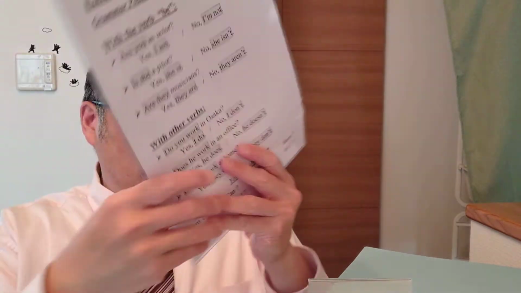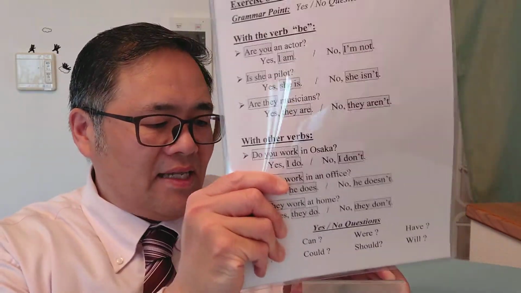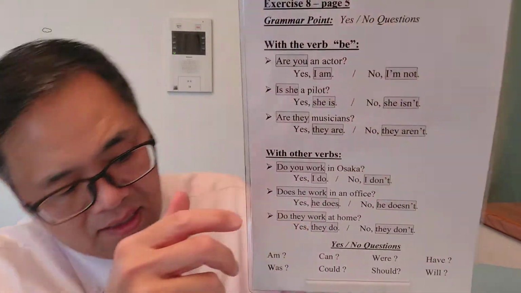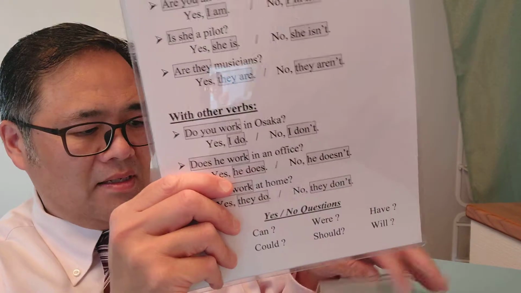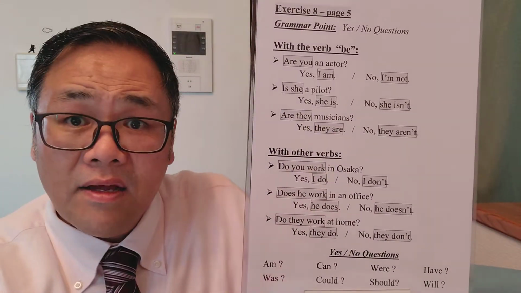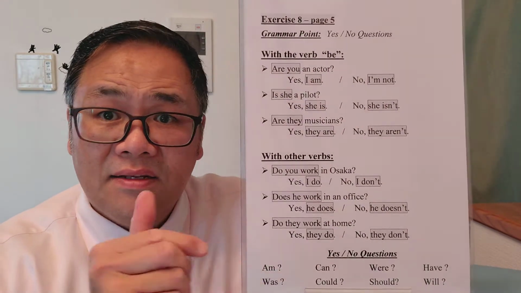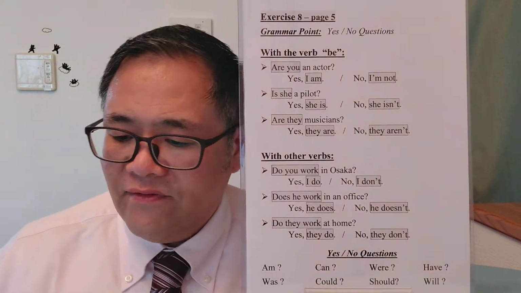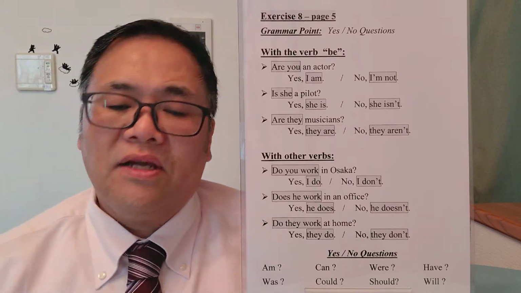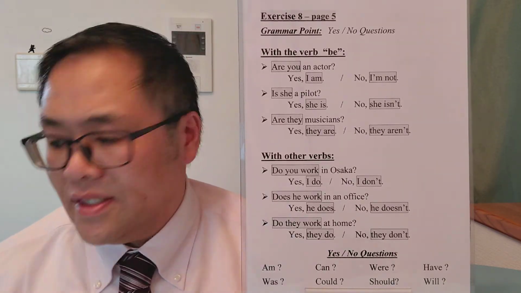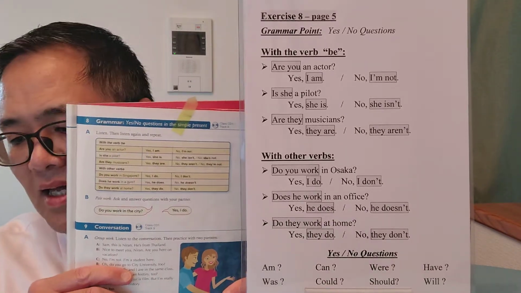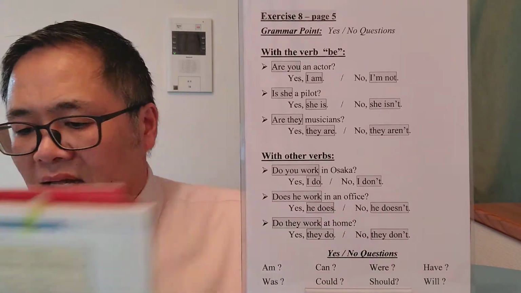Have a look at exercise 8. It's a grammar exercise, so you can see that clearly. Let's have a look at this. The grammar point here is yes/no questions. Let me show an example. Okay, and that's what it looks like.